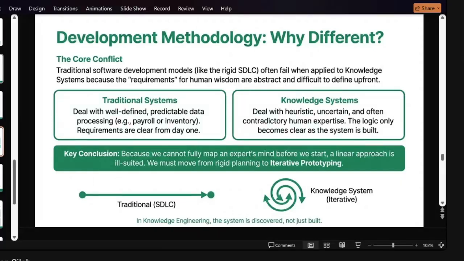The conclusion here is that because we cannot fully map an expert mind before we start, a linear approach is ill suited, and we must move from rigid planning to iterative prototyping. The next slide.